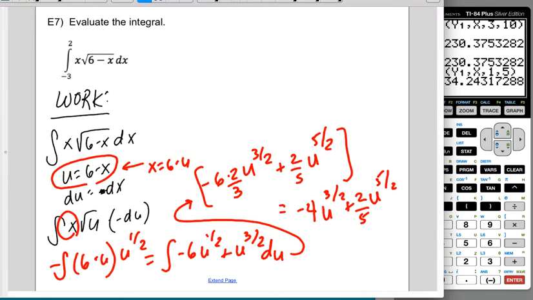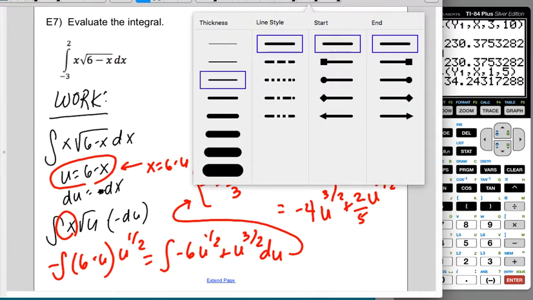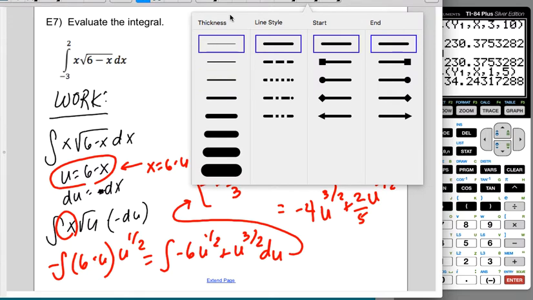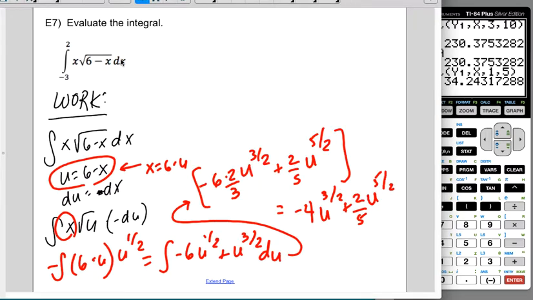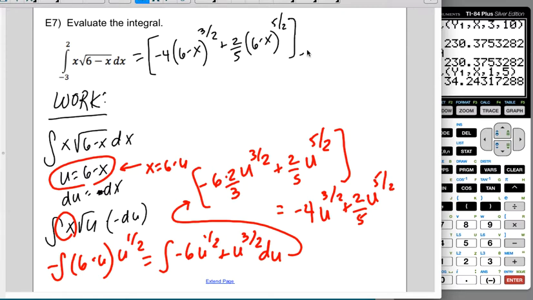So when I get up here to clean this up, and you can see that these are no fun, I get it, it's fine. I'm going to recognize that this is a negative 4u to the 3/2 plus a 2/5 u to the 5/2, evaluated from -3 to 2. And this is not going to be particularly fun, so we might end up needing space. But to make it really clear that this work is separate, I'm actually going to go out of my way.